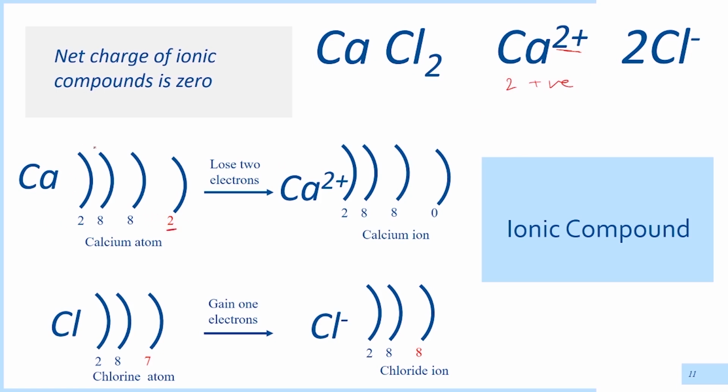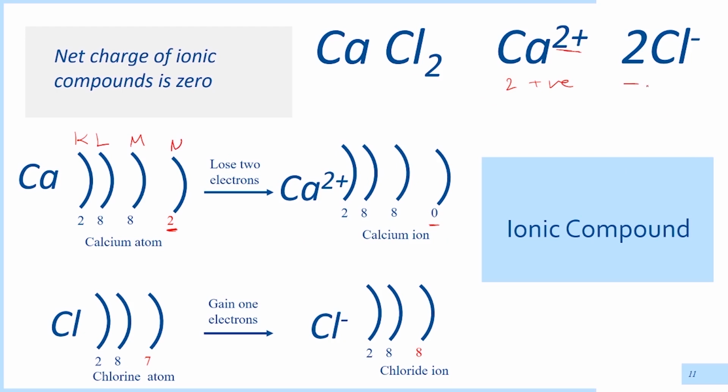Calcium has 20 electrons, 2 of them in the K shell, 8 of them in the L shell, 8 in M, and 2 in the N shell. When forming the ionic bond, the calcium loses the 2 electrons in the N shell. The other part is the negative chloride ions with 1 negative charge.